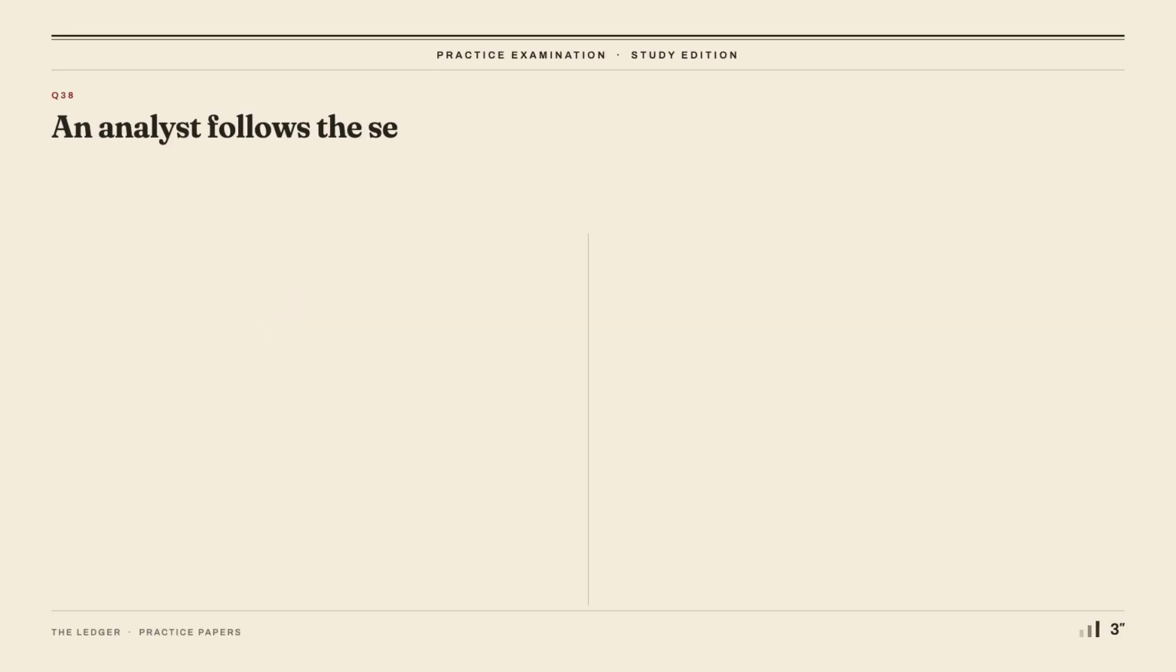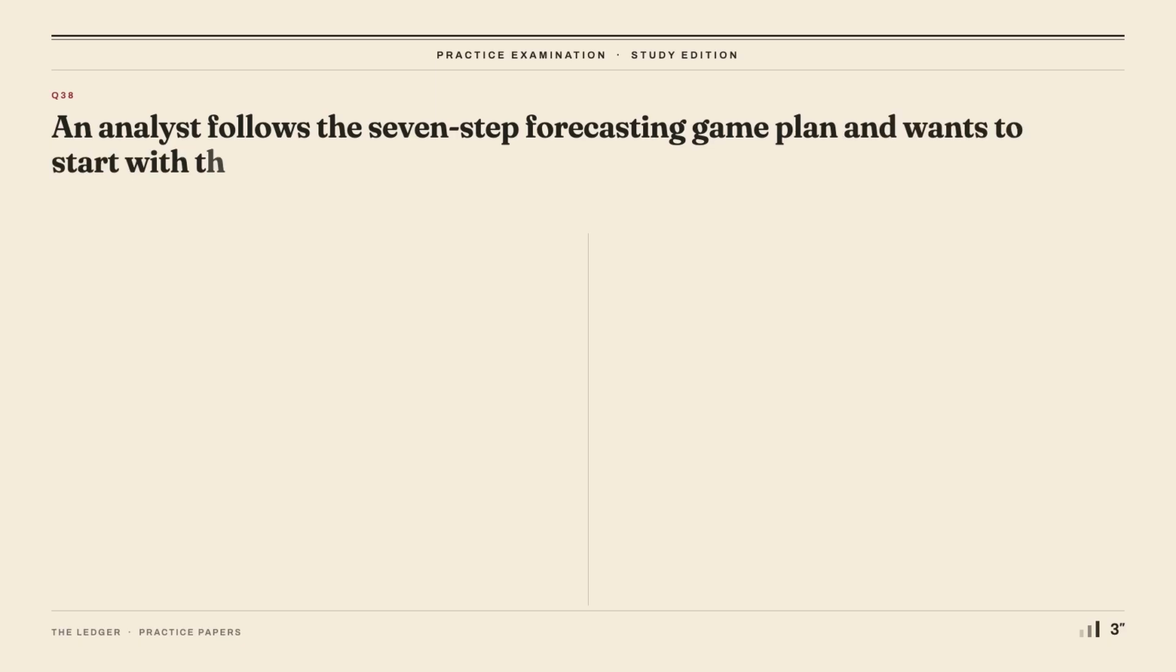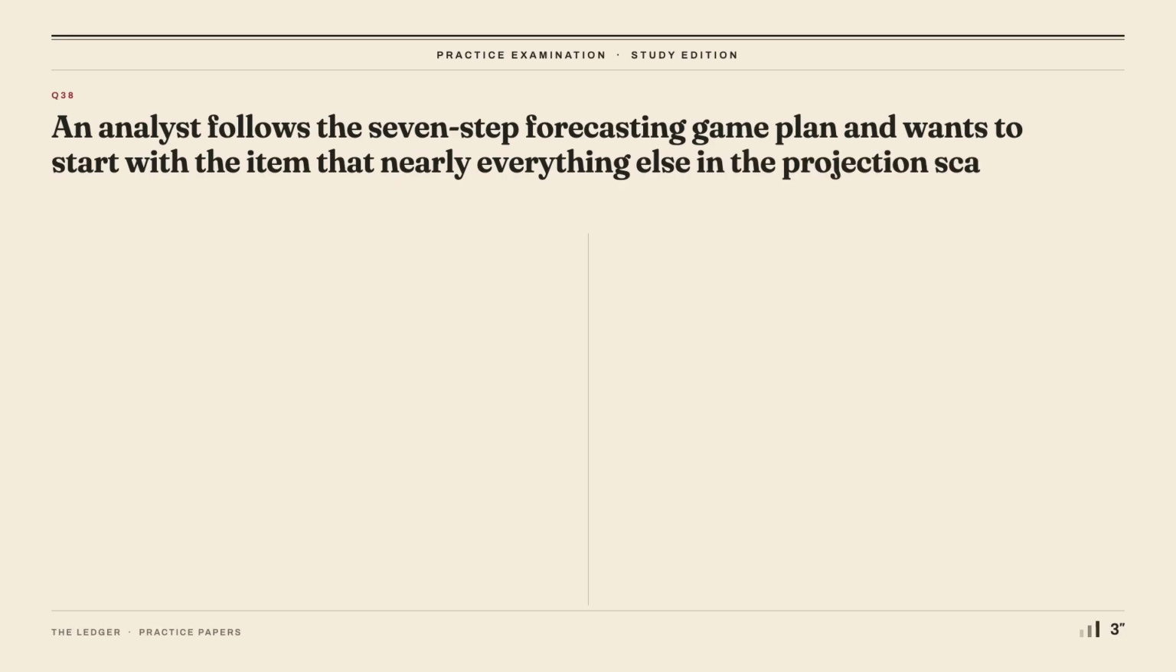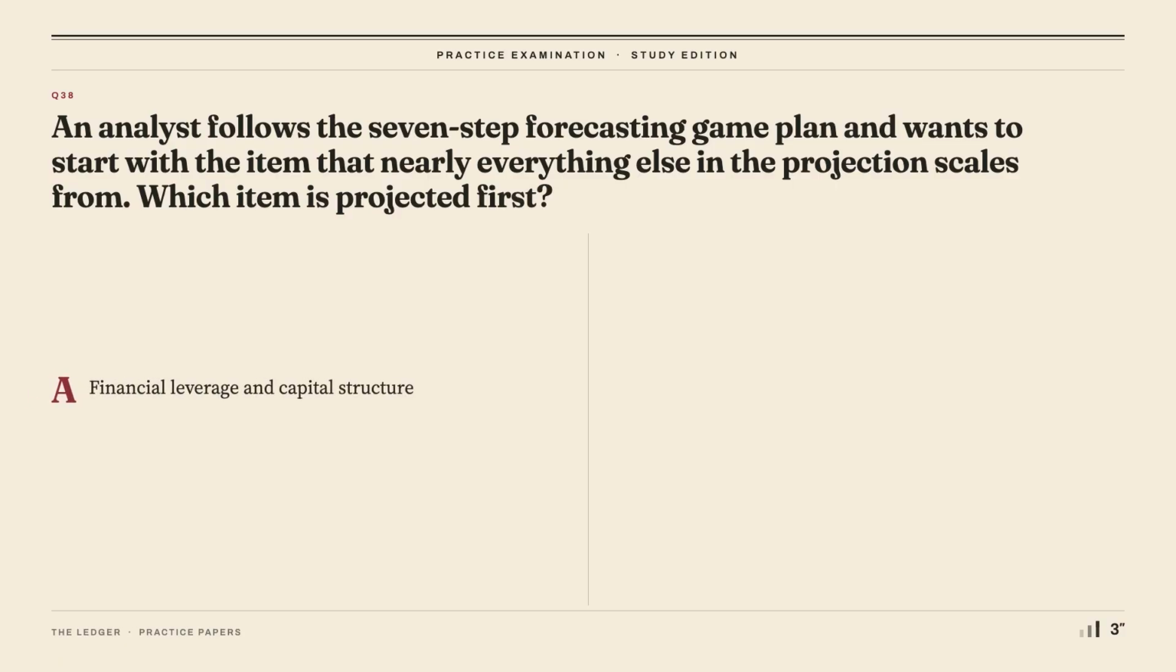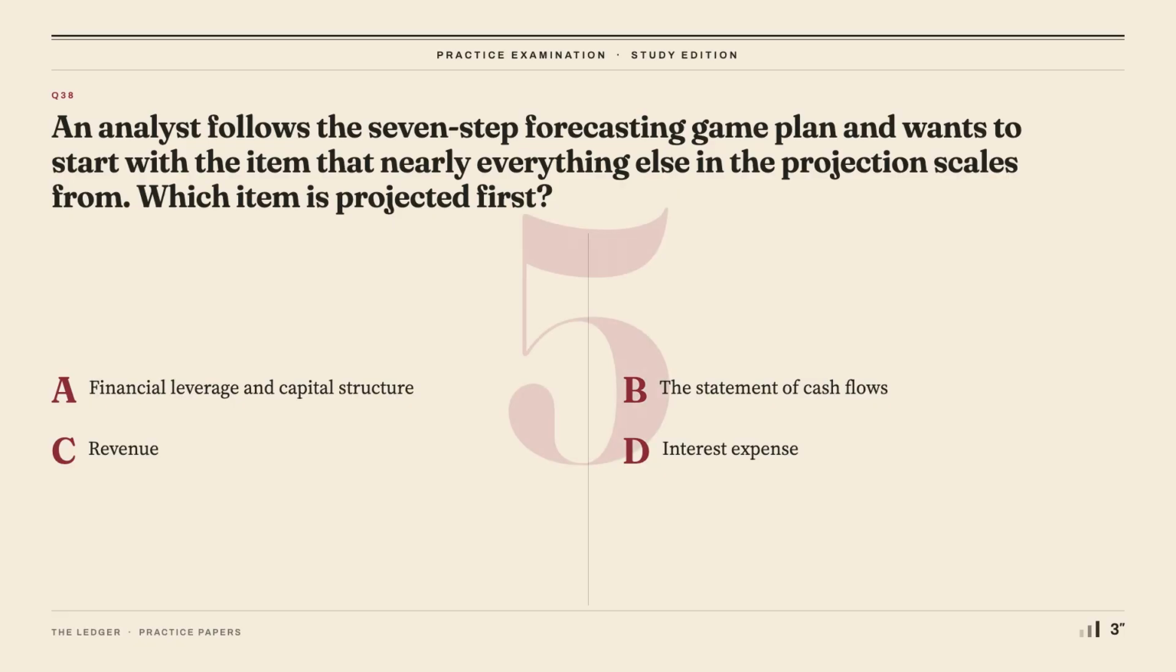Question 38. An analyst follows the 7-step forecasting game plan and wants to start with the item that nearly everything else in the projection scales from. Which item is projected first? Your options are A. Financial leverage and capital structure. B. The statement of cash flows. C. Revenue. D. Interest expense. Which would you go with? Lock it in before the reveal.